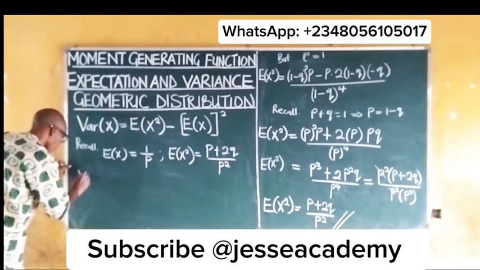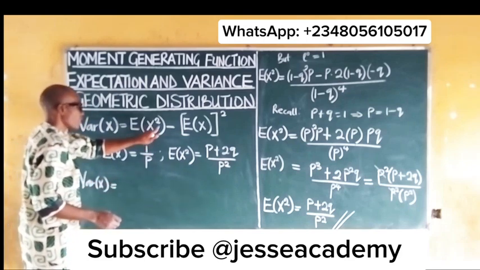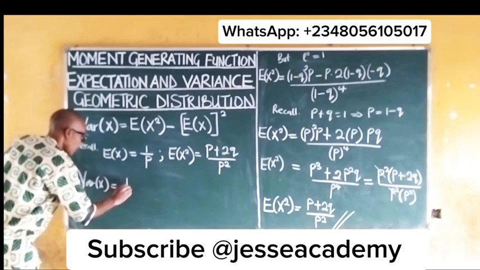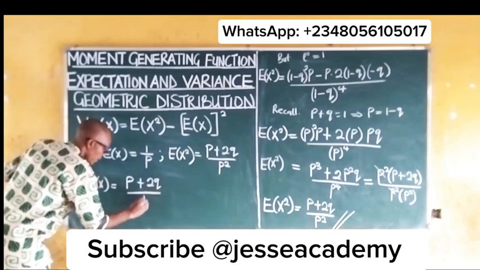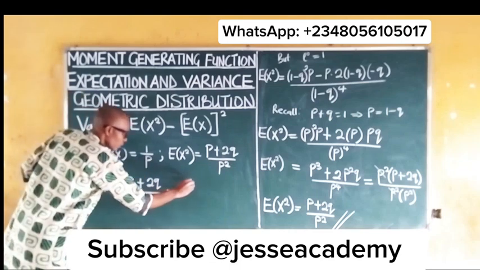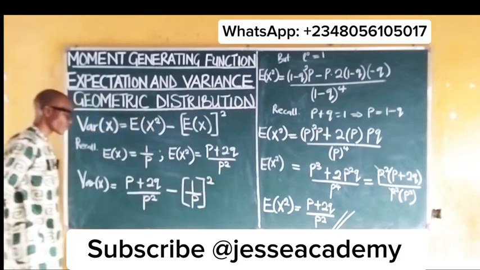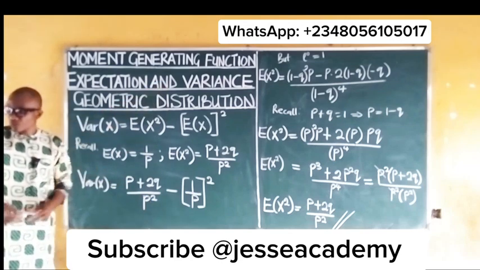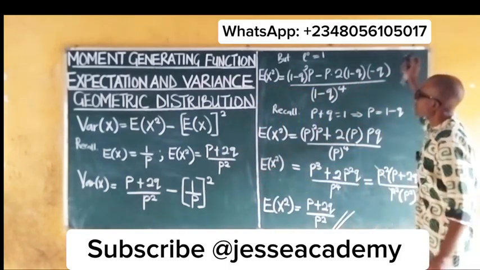So how do we go about that? We write our variance of x is equal to the expected value of x squared, which is this, P plus 2Q all over P squared minus our expected value of x, which is 1 all over P, squared. So we can open this. To open this, we'll move over to the other side of the board.